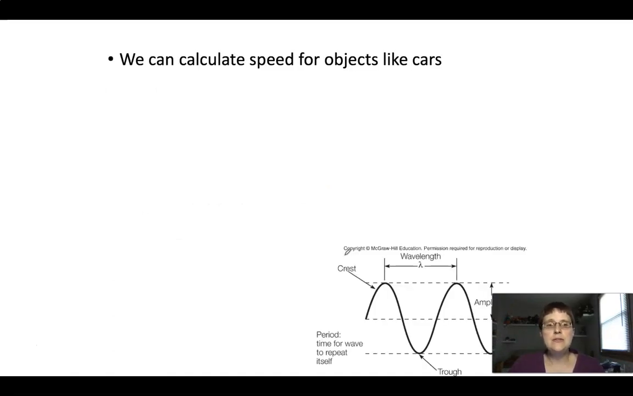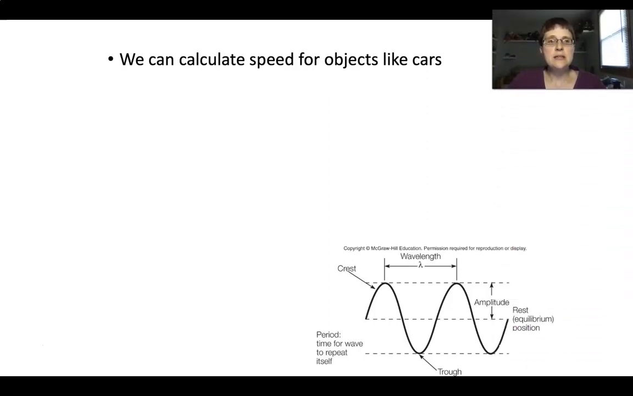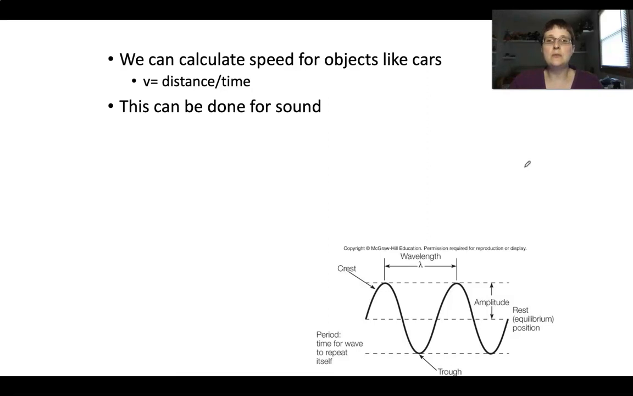All right, so we now have these characteristics, things like wavelength and amplitude and so forth. The thing is that we can calculate speed for objects like cars, right? We know that you can do that by taking the distance, dividing it by time, and that tells you how fast they are, what the velocity or speed is. Well, we can do the same thing for sound. And so what we're going to do is look at these different characteristics, and take some of those characteristics and use them to calculate the speed.